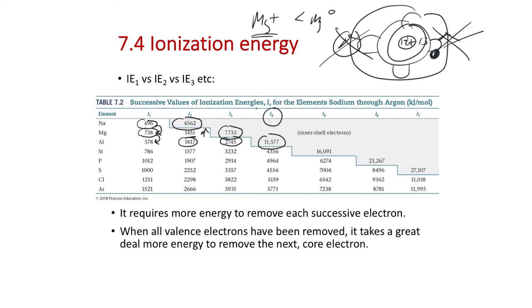So whenever you remove the next electron after removing all the valence electrons, you get a big jump. So, 600 to 1800 to 2700, all of a sudden, boom, up to about 12,000. So notice as you go, every successive electron takes more energy. There's no break in that trend. So it always takes more energy to remove each successive electron, and then a huge jump when you start removing core electrons. So it requires more energy to remove each successive electron, and when all the valence shell electrons have been removed, it takes a great deal more energy to remove the next core electron.